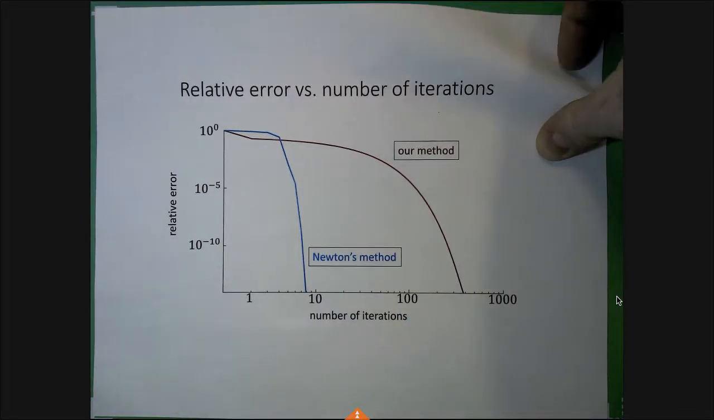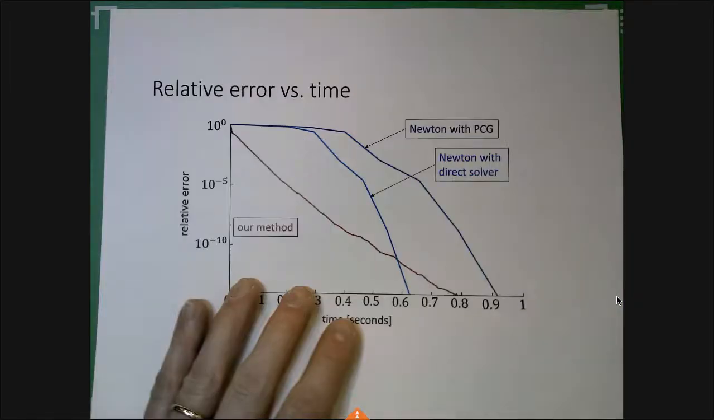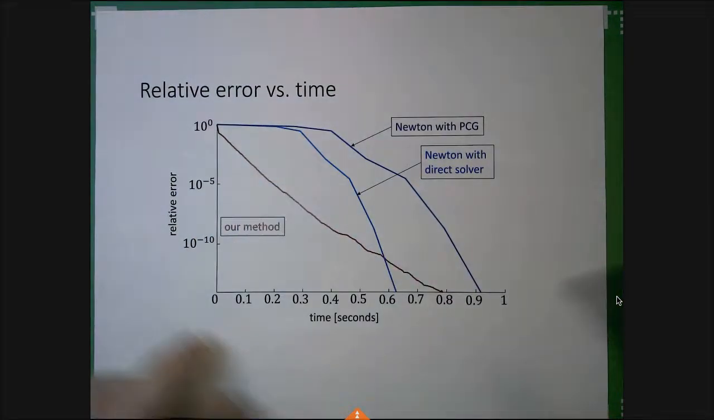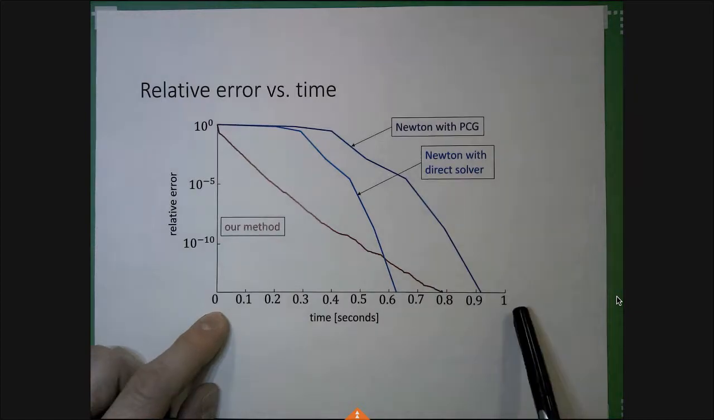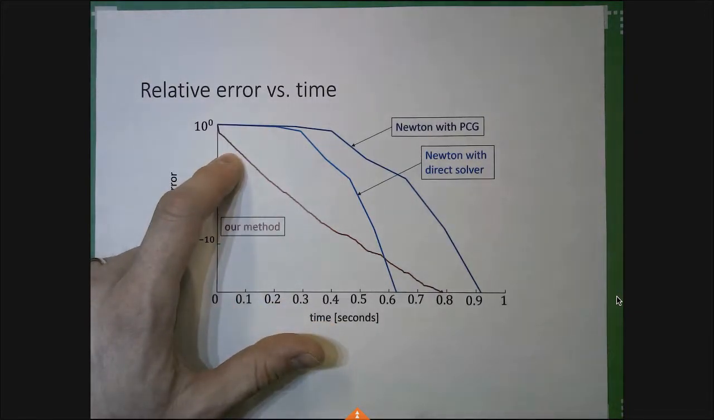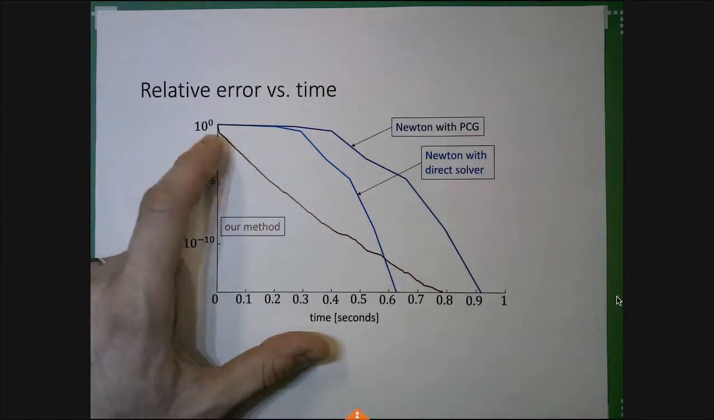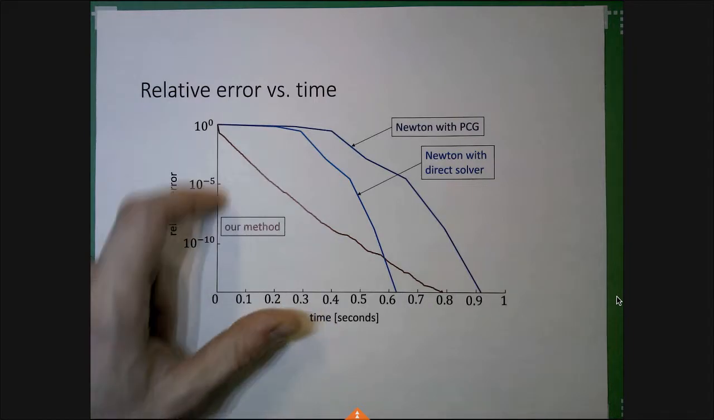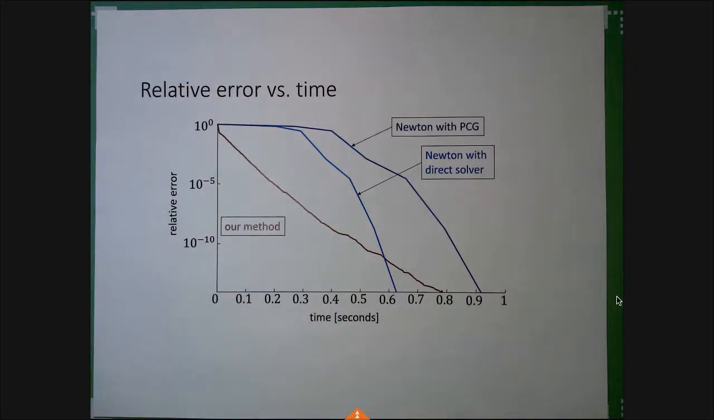The right comparison you should be looking at is the same graph, but on the x-axis now we have computational time. Because each iteration of our method is much faster, so you can do multiple iterations of our method within the time you would need for 1 Newton iteration, okay? And that's what this graph does.